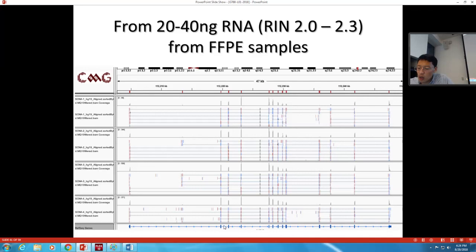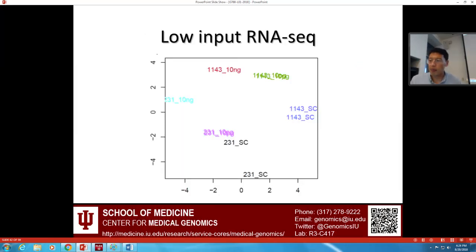this is one gene and those are the exons. So you can see that we have detected a huge amount of signal, very sharp signals from the exons. And a lot of those sequences are across different junctions, indicating we're detecting the mature messenger RNAs. And we have been doing the low input RNA sequencing.